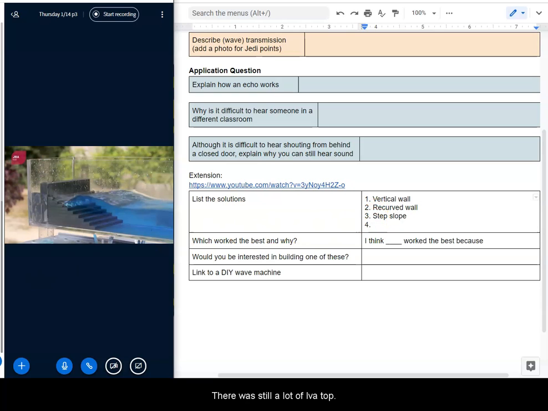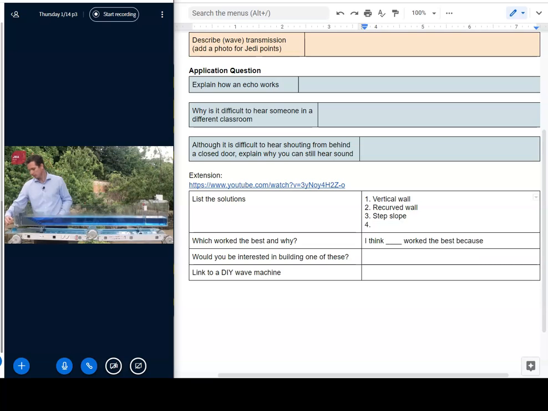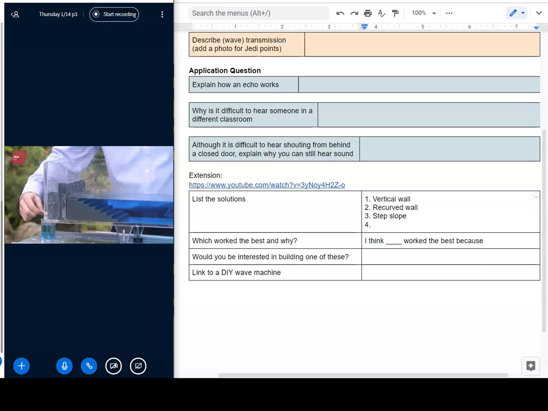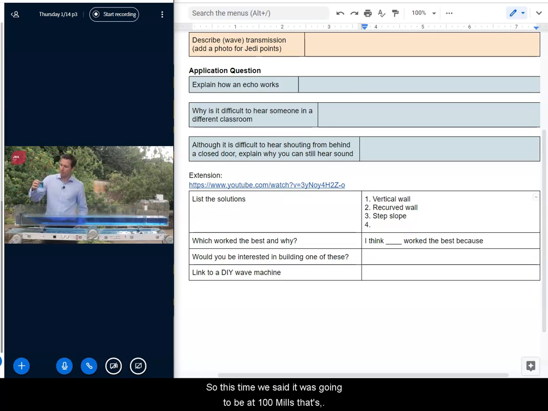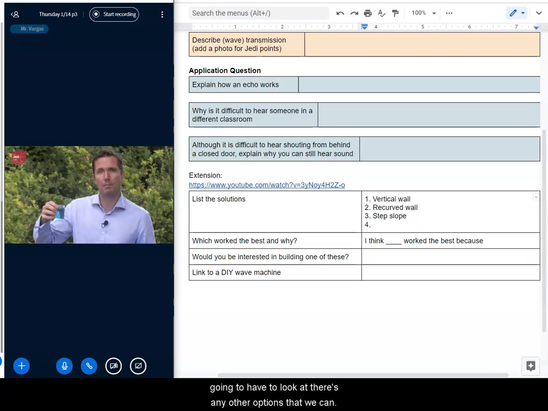Now, there was still a lot of overtopping, and that's because we've still got that same gradient, that same slope that's letting the waves run up and hit the structure with a little bit more power. So this time, we see that we've got about 100 mils that's come over. So it's actually less than the sloped revetment, but still, it's not as good as the recurved wall. But now we're going to have a look if there are any other options that we can do.